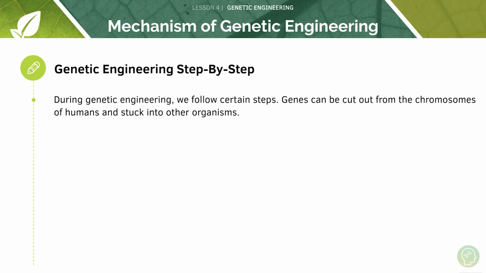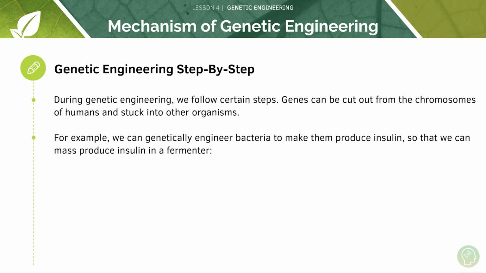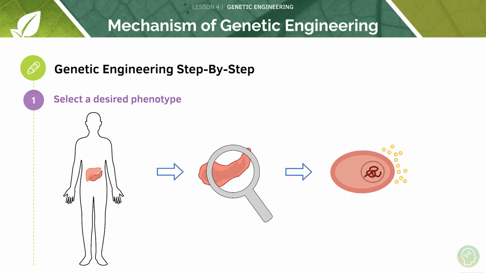So now let's talk through the actual process of genetic engineering step by step. Genes can be cut out from the chromosomes of humans and stuck into other organisms. For example, we can genetically engineer bacteria to make them produce insulin, so that we can mass produce insulin in a fermenter. We select a desired phenotype, that's our first stage. We've got to identify the desired characteristic or phenotype that we need. In this case, if we want to make insulin, the desired characteristic is insulin production.